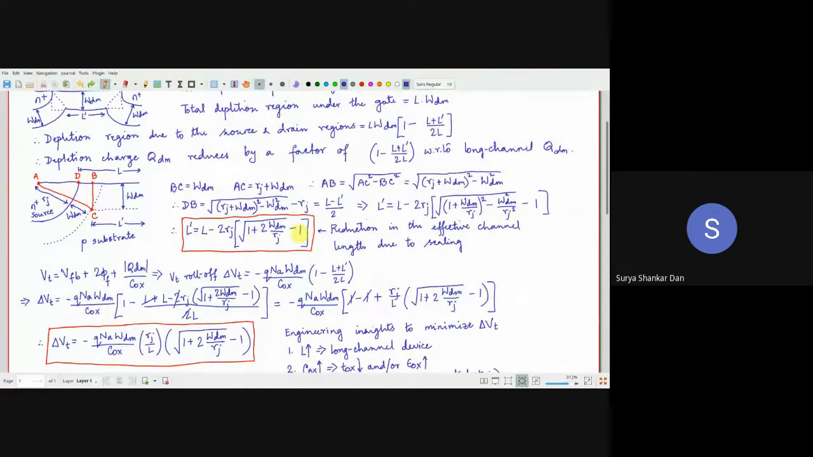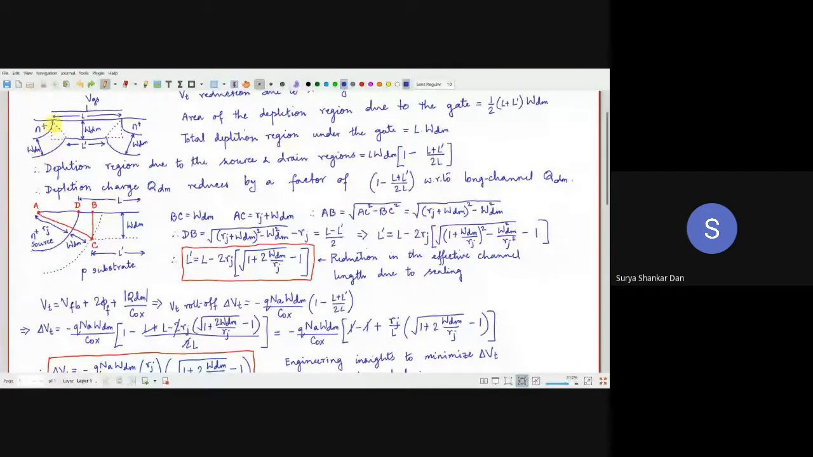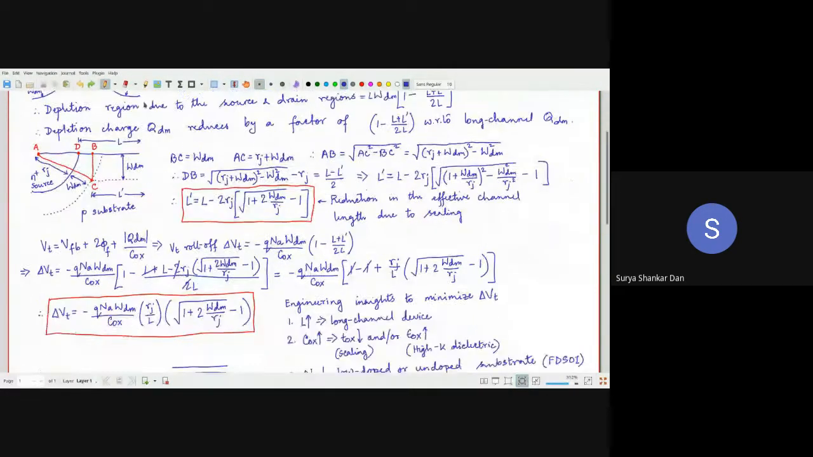Now, this is the first model which we have figured. And then what we will do is we will come back to the original expression for VT, threshold voltage. VT is equal to flat band voltage, plus the surface potential 2φf, plus QDM by Cox, maximum depletion charge by Cox. That will imply, what is the VT roll off? VT roll off is the change in VT because of this short channel effect.